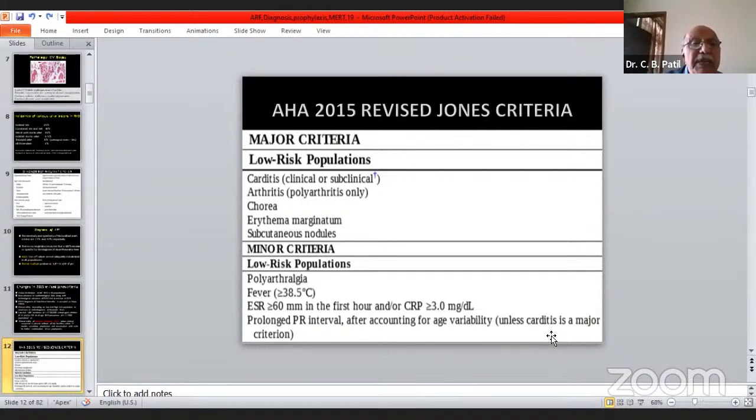Arthritis is only polyarthritis in low risk populations. Then chorea, erythema marginatum, and subcutaneous nodules. And the minor criteria in the low risk population are polyarthralgia, fever more than 38.5 degrees, ESR more than 60 millimeters in the first hour and/or C-reactive protein more than 3 milligram per deciliter, and prolonged PR interval, after accounting for the age variability. So these are for the low risk population.